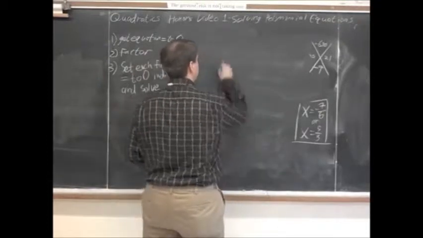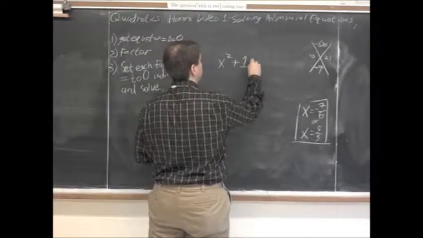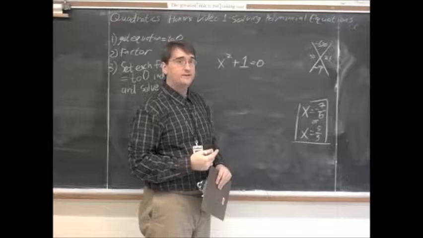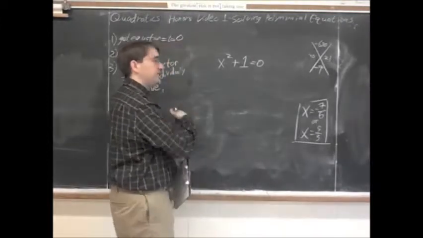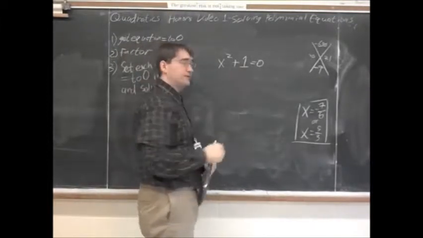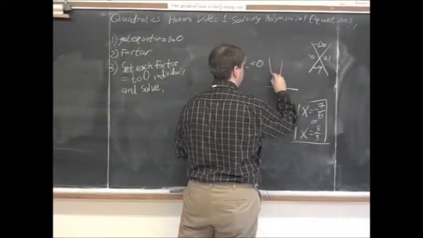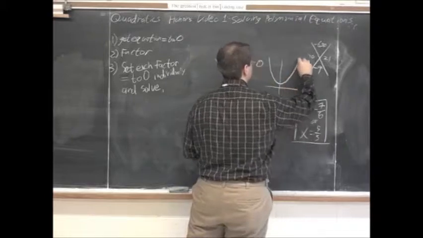x squared plus 1 equals 0. X squared plus 1 is a sum of squares. It doesn't factor. We can't factor it. And in fact, if you try to solve this by graphing, you'll find that the parabola shape doesn't even cross the x-axis.